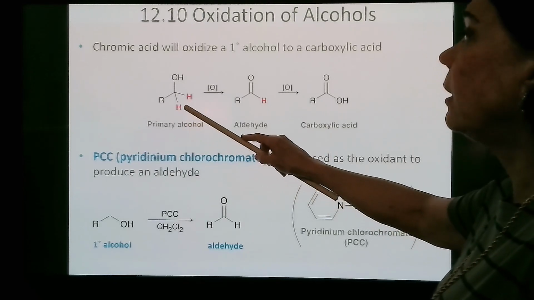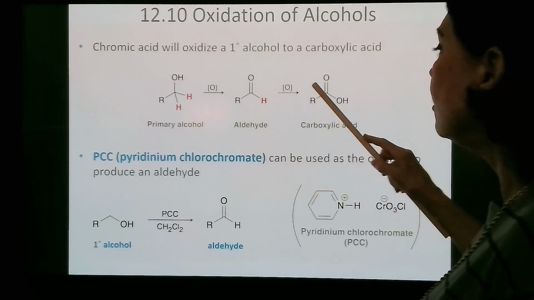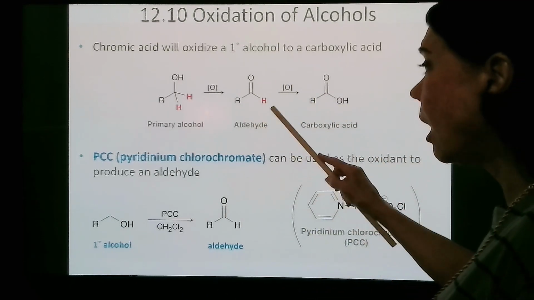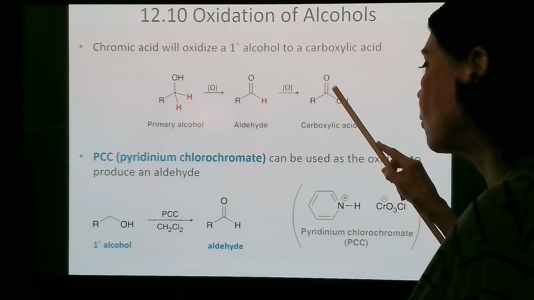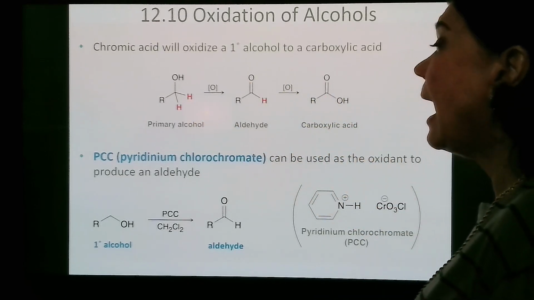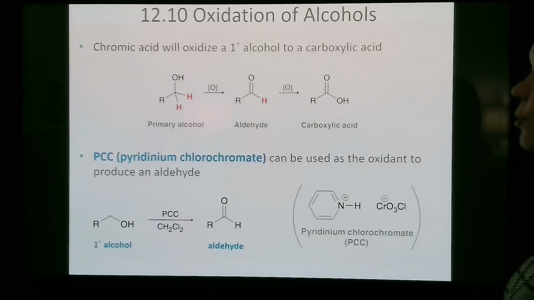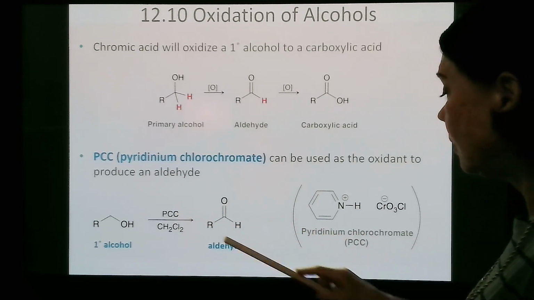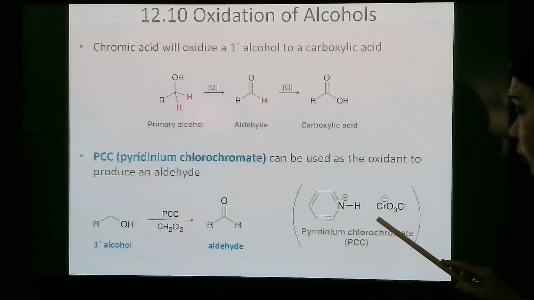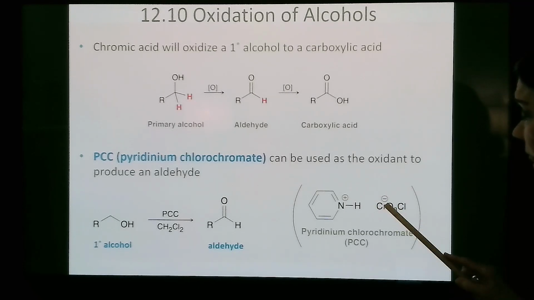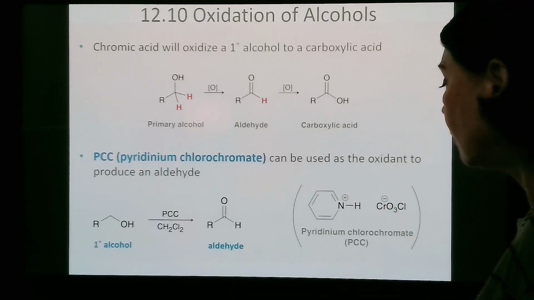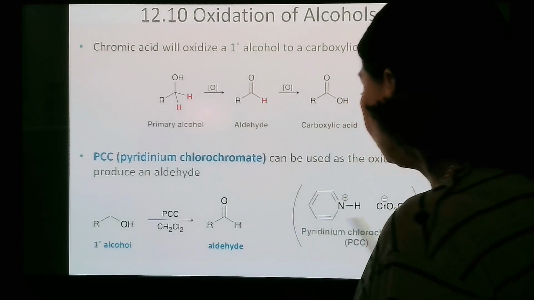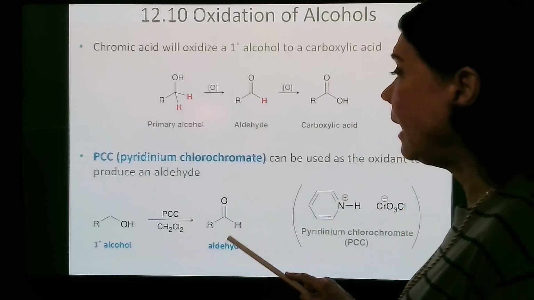And so the chromic acid will oxidize a primary alcohol to the aldehyde and go on to the carboxylic acid. Chromic acid will not stop at the aldehyde. It will take you straight on through to the carboxylic acid. However, you can use a milder chromium reagent, pyridinium chlorochromate. This is a much milder reagent which still involves chromium, chromium ester, and you can generate the aldehyde. And because this is so much milder, it will stop at the aldehyde.